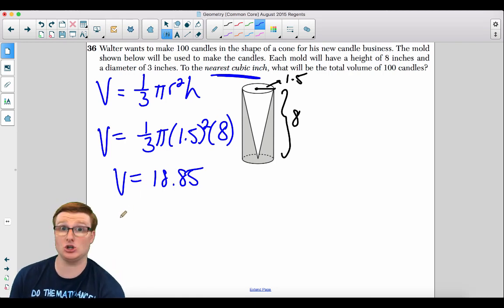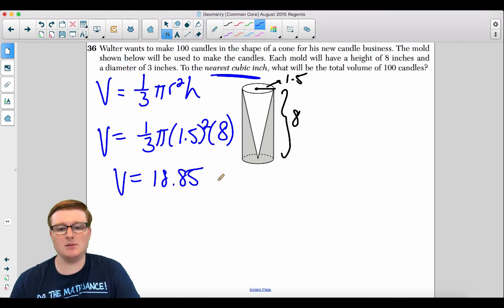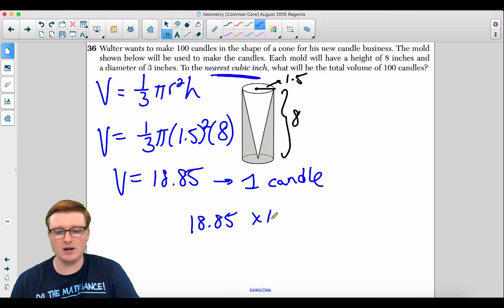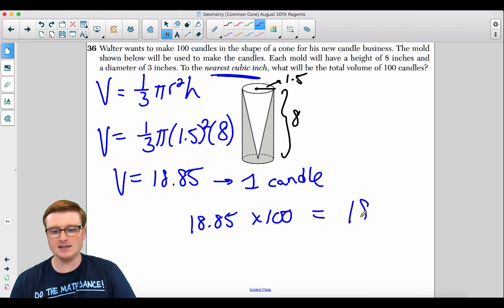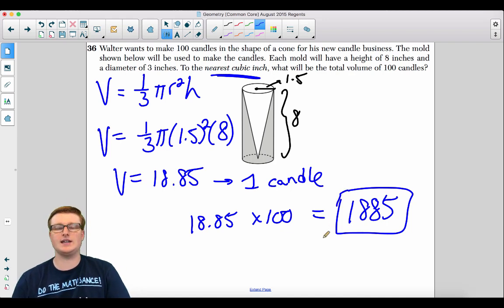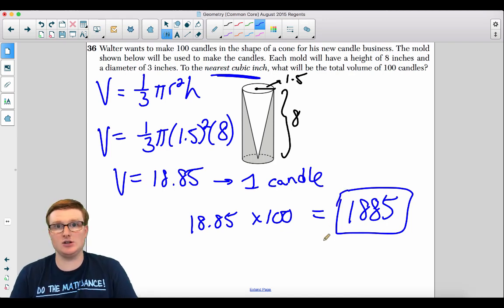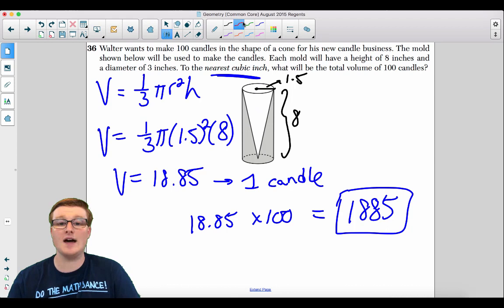Now we're going to multiply by 100 because that's the volume of one candle. We need the volume of 100. So 18.85 times 100 candles would be 1885. That would be the total volume of 100 candles. You do not need to indicate units on the geometry readings, by the way, so that would be an acceptable answer.